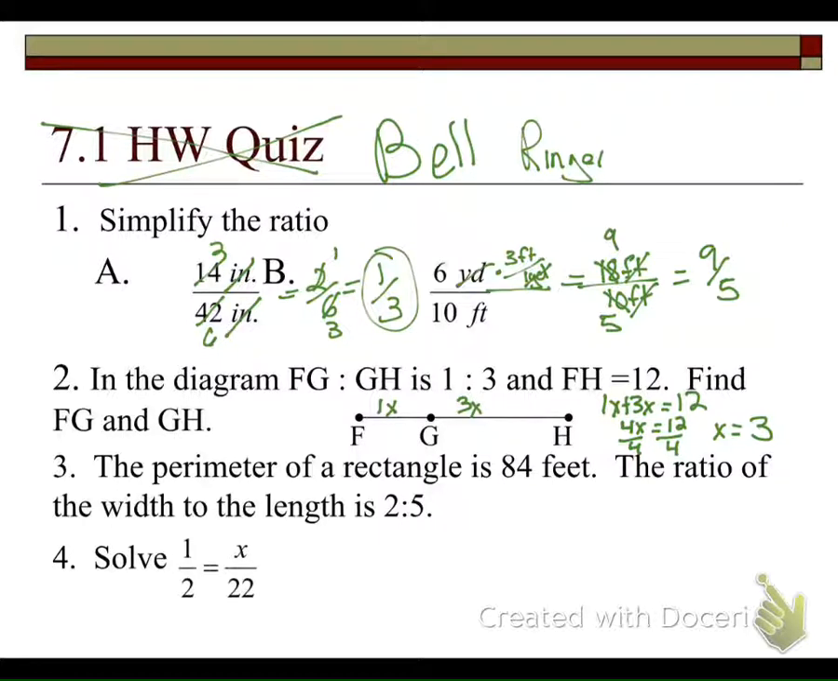And so we see we have the measure of x equals 3. But were we looking for that? No, we're looking for the lengths of FG and GH. So I don't have a lot of space, so I'm going to work right back up underneath those 2.